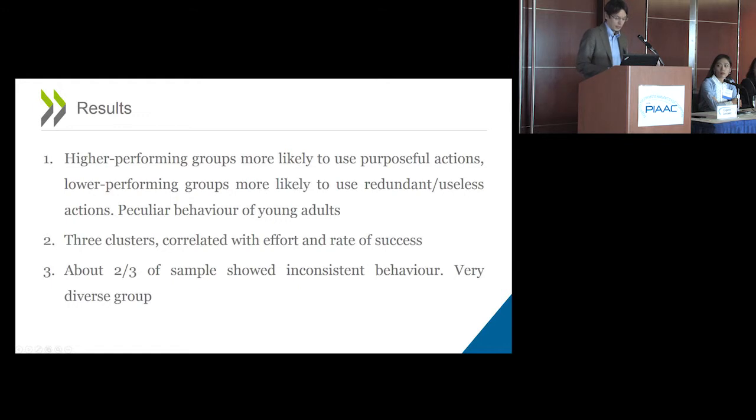For the second exercise, the analysis finds three clusters that are more or less correlated with effort and rate of success in the item. As far as the third exercise is concerned, about two-thirds of the sample show inconsistent behavior across the two items. And this group, of course, is a very large group and a very diverse group.